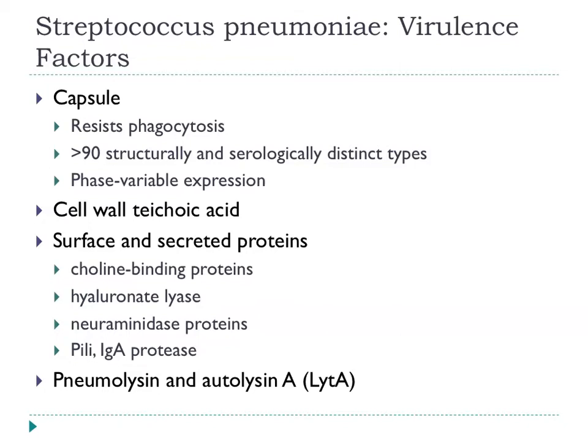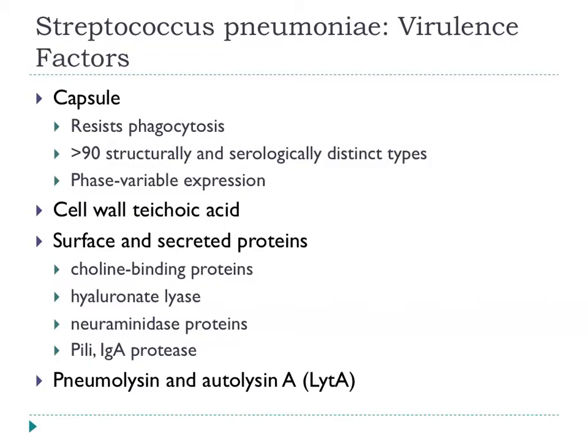So how does Streptococcus pneumoniae cause disease? What are its virulence factors? Well, surprise, surprise, it too has a capsule which allows it to resist phagocytosis, like the meningococcus. But this organism is a lot more variable than the meningococcus in terms of its capsular profile. There are over 90 different kinds of pneumococcal capsule that have been described, structurally and serologically distinct. And again, there is phase variable expression going on. So this thing is changing its capsule in a population.